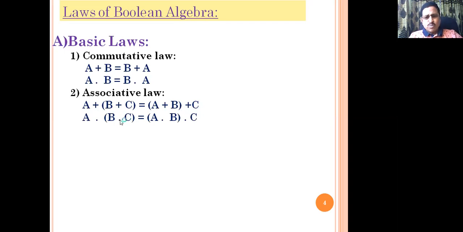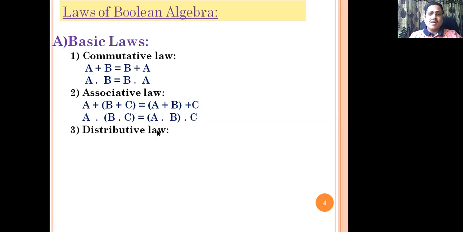In terms of the AND operation, here are three variables again, A, B, C, with a dot meaning the AND operation in between. You can have the first ANDing of B with C and the result can be ANDed with A. Same is the answer if you have the ANDing of A with B first, then the result ANDed with C. That is called the associative law.